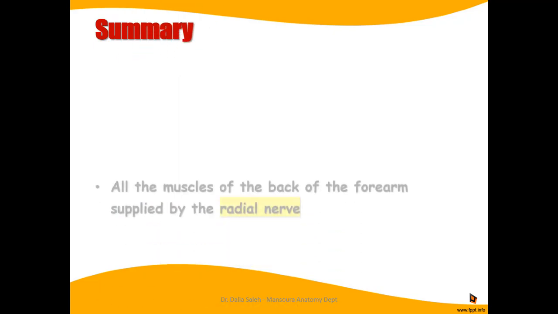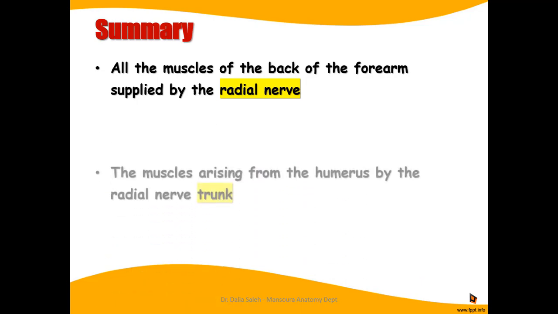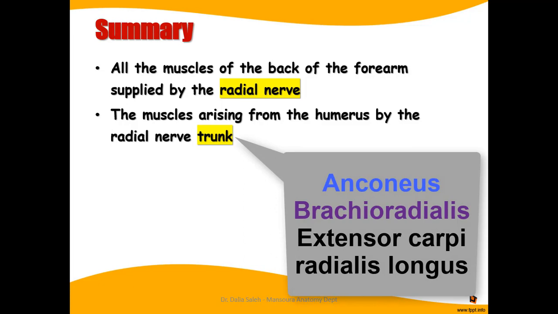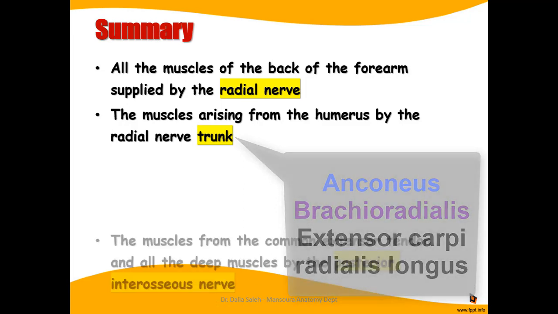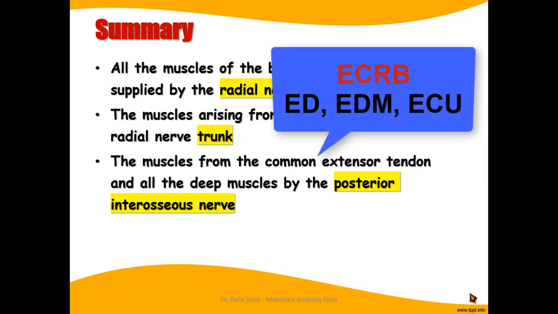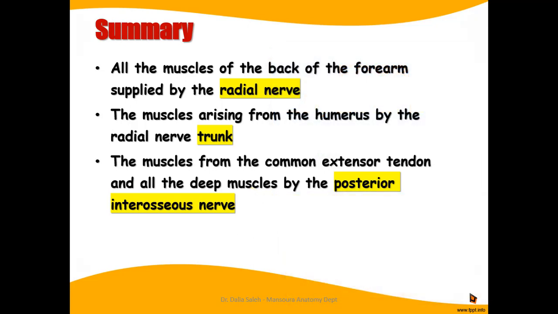In summary, all the muscles of the back of the forearm are supplied by the radial nerve, either itself or its deeper branch, which is the posterior interosseous nerve. So the muscles arising from the humerus take their nerve supply directly from the radial nerve trunk, while the muscles from the common extensor tendon or those that arise from the back of the radius or ulna take their nerve supply from the posterior interosseous nerve.